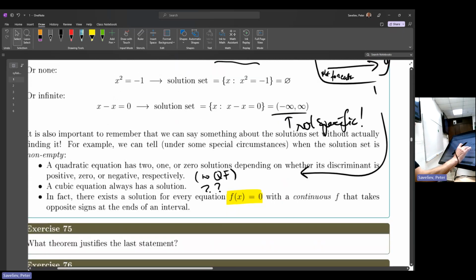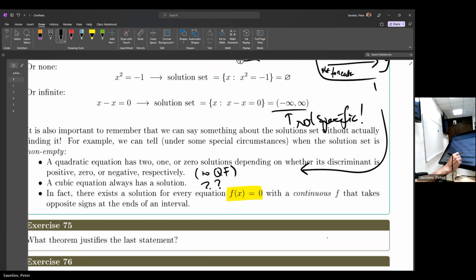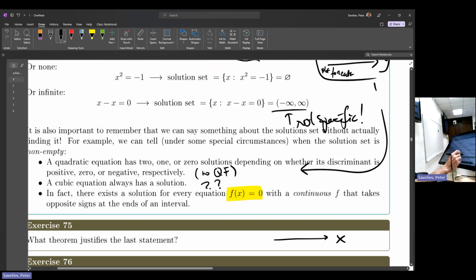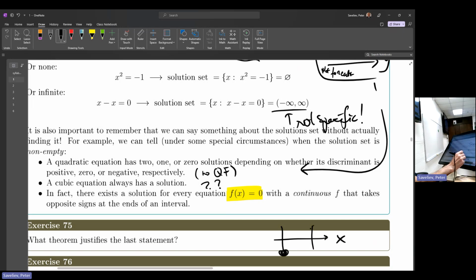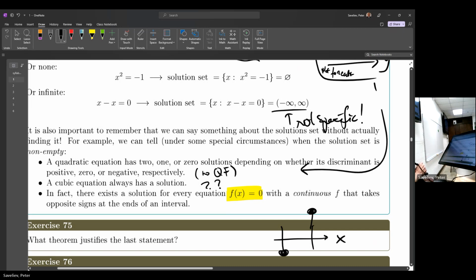Positive on one side and negative on the other. So this is the x-axis, and then this is the domain. On one hand it is negative, on the other hand it's positive. So you see what we're saying here.